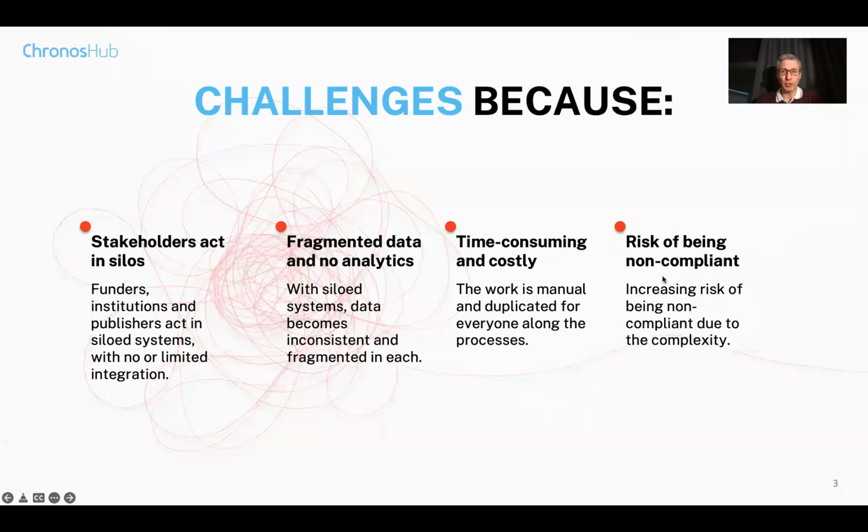So there are really important challenges, because stakeholders do have systems, but these systems do not communicate very well with each other. So there are a lot of silos still. And this leads to data being fragmented or not consistent and really no reliable analytics. It's truly time consuming and very costly for everyone involved. In addition, there are risks of being non-compliant, both for authors and for institutions, with quite severe implications increasingly, where institutions, for example, sometimes have to pay penalties to funders where they have been found not to be compliant with their funding policies or publishing policies.